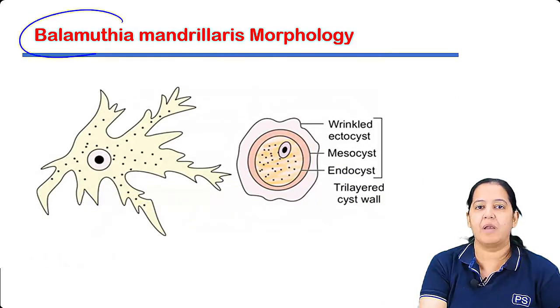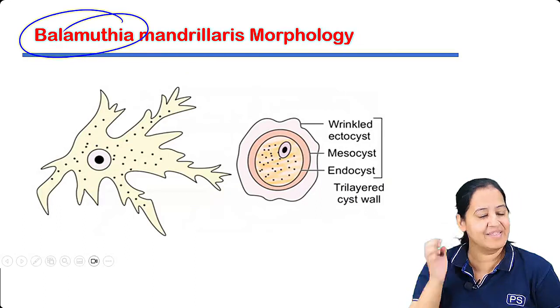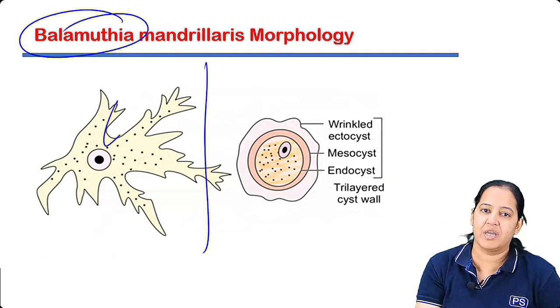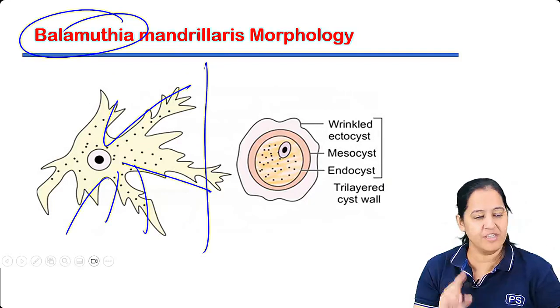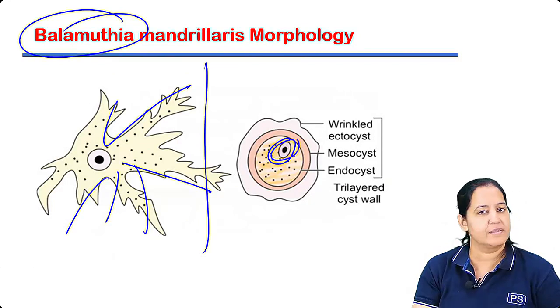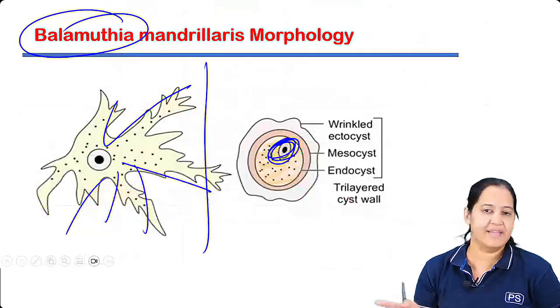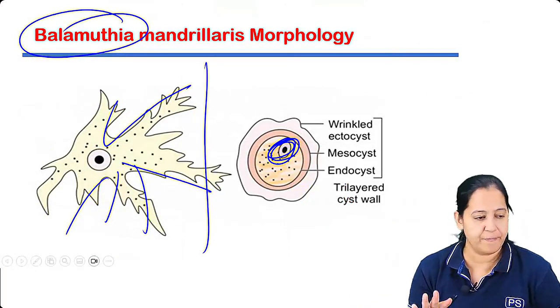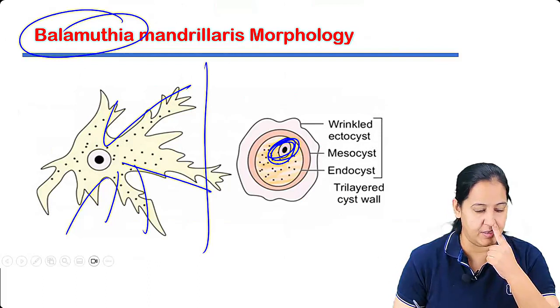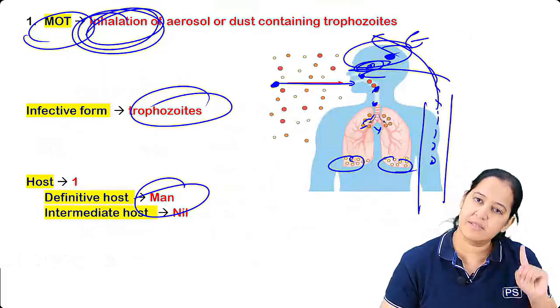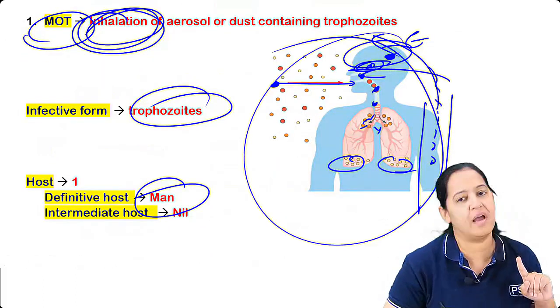The next is Balamuthia. Balamuthia is exactly the same. The trophozoite is branching; you can see its branches. Write the word branching. Trophozoite is branching. Cyst is uninucleate. And it has exactly the same life cycle as that of Acanthamoeba. It also enters via inhalation. This is the same for Balamuthia and Acanthamoeba.